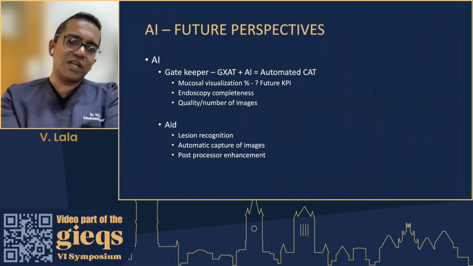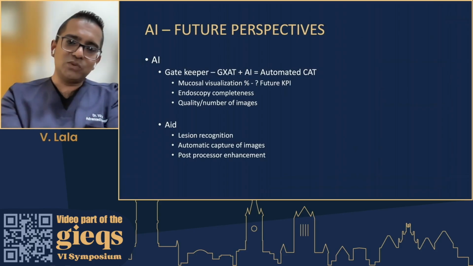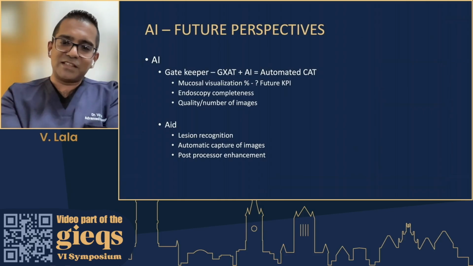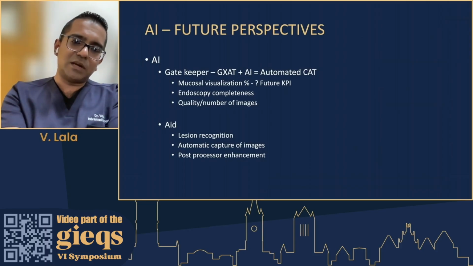And David mentioned the GIEQs this morning, and combining the GIEQs with AI gives you an automated competency assessment tool. So that's the cat, and the cat that can assess itself. So this is probably where we're going to go. AI is a gatekeeper, so AI to look for competency. AI is probably going to be able to tell us how much of the mucosa we visualize, and that's probably going to be a great future KPI. By doing that, it will tell us endoscopy completeness. And AI is also probably going to integrate and force us to take a good number of quality images.